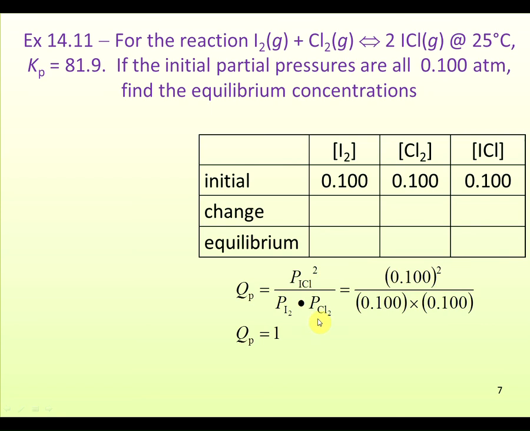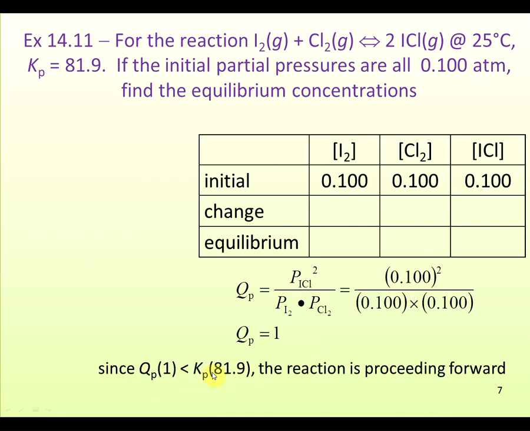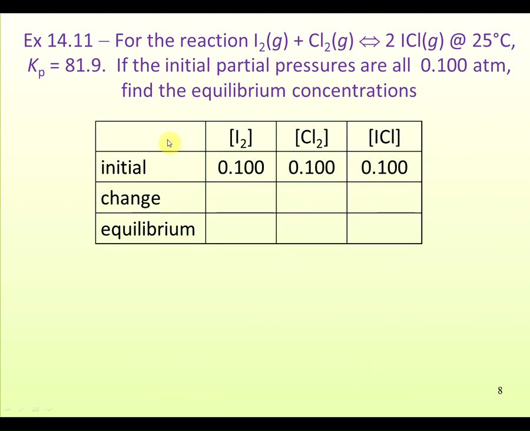Here we're going to compare the Q first. So Q, products over the reactants, and Q is equal to 1. And since Q is very small compared to the K, the reaction has to proceed in the forward direction. So since we're going to assume that the reaction is going in the forward direction, we're going to convert reactants into products.